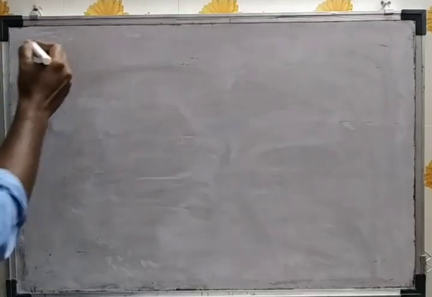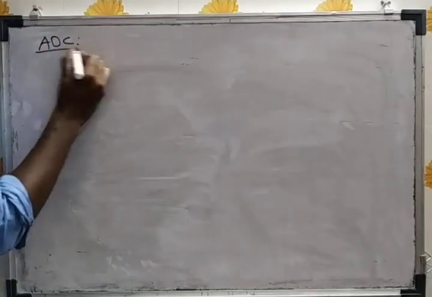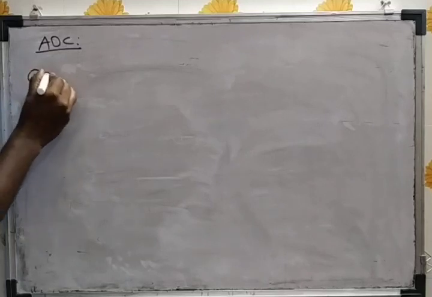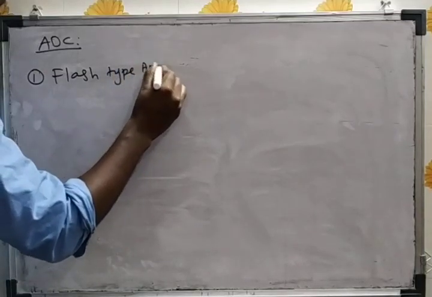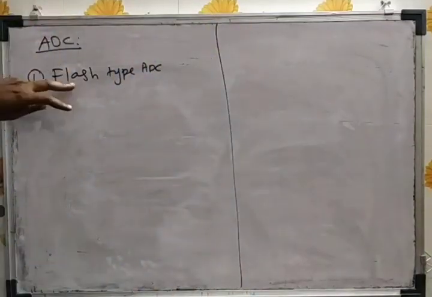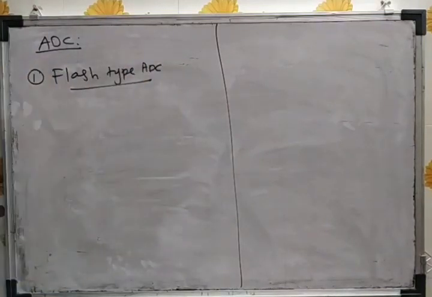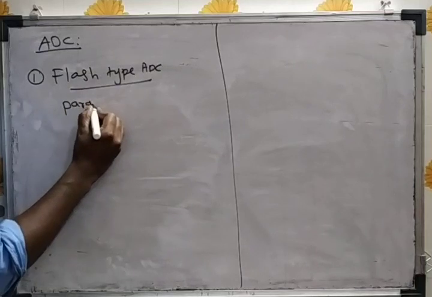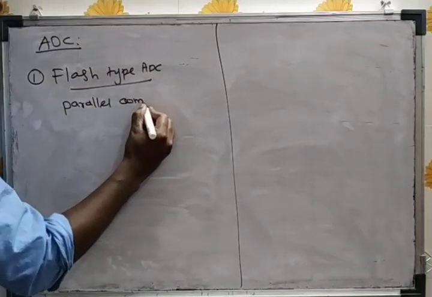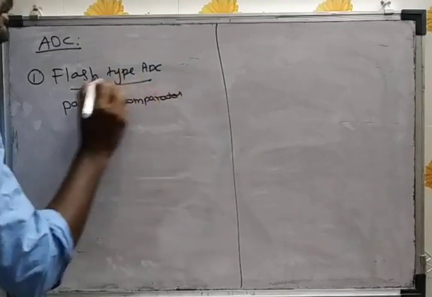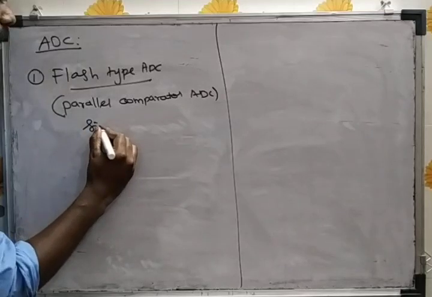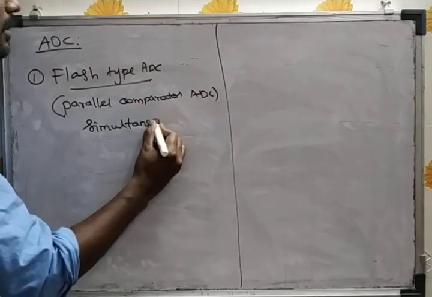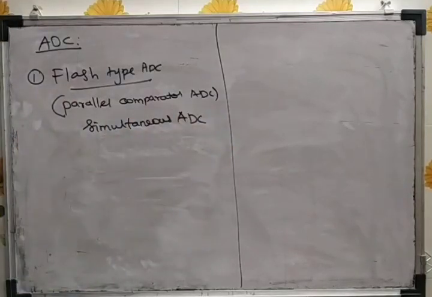In this class, we are going to see about ADC, analog to digital converter. In analog to digital converter, we are going to see about flash type ADC. Flash type ADC is also called parallel comparator ADC, and also called simultaneous ADC.